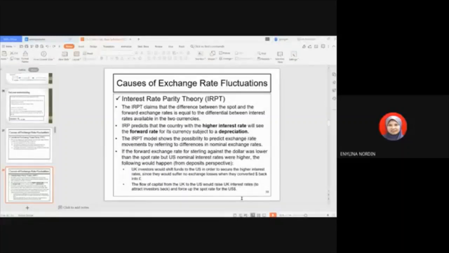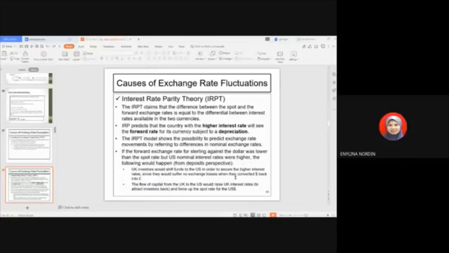The IRP is a theory that suggests a strong relationship between the interest rate and the movement of the currency values. So the traders can predict what the future exchange rate will be based on this IRPT, simply by looking at the difference in interest rates in two countries.